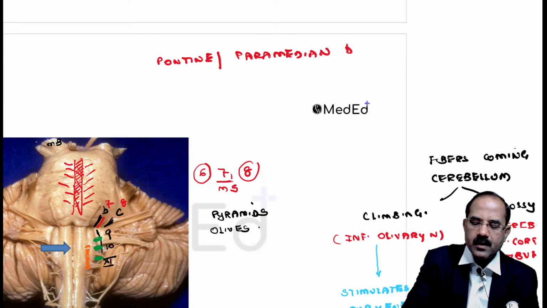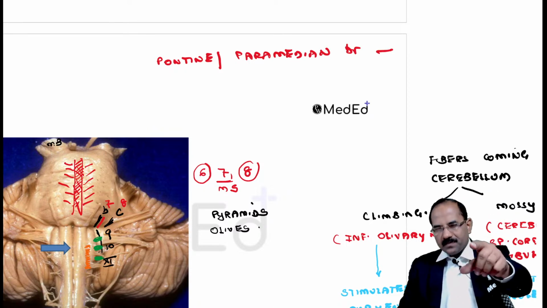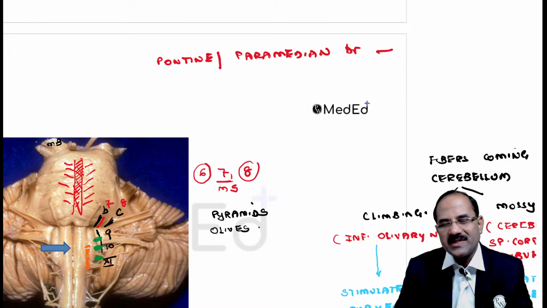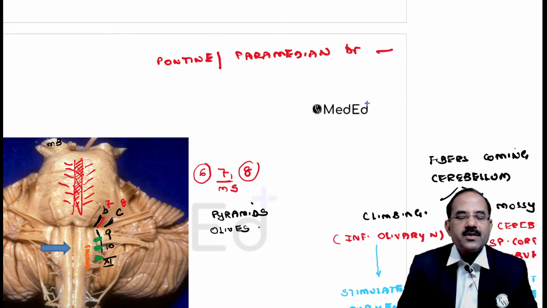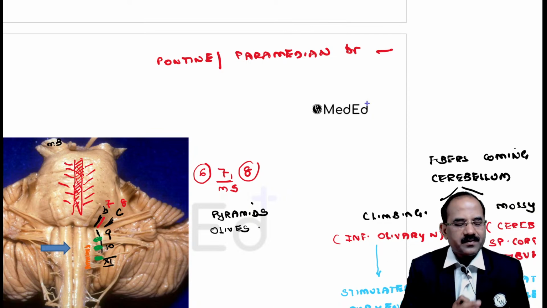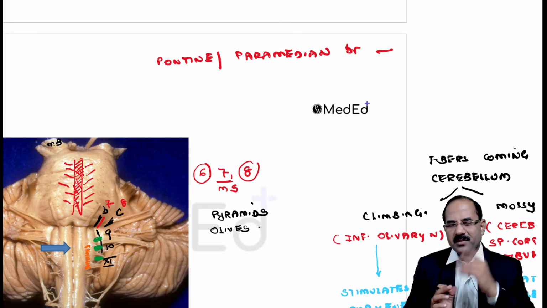Can anyone tell me, thrombosis of these paramedian branches of the basilar artery leads to which syndrome? You tell me. So be very clear with your concepts, students. Once the concepts are clear, you'll be able to solve any MCQ.